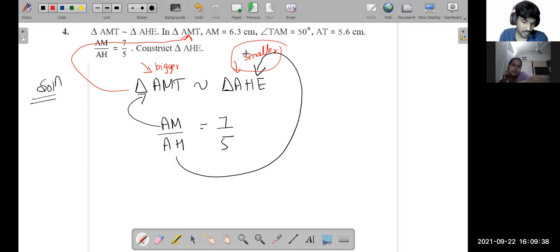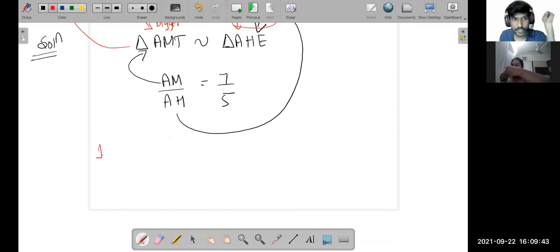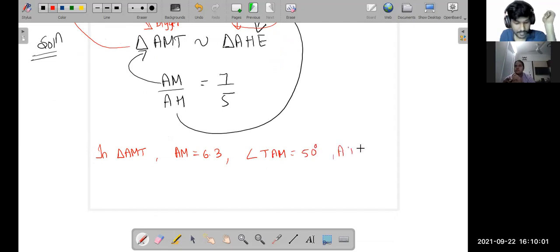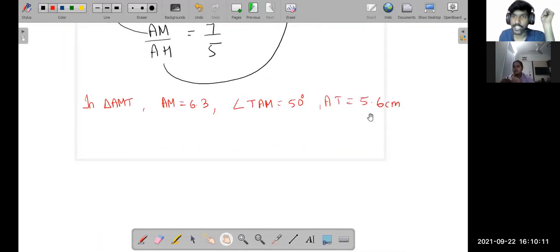Okay. So first let us write down the lengths. First, AMT is given. So in triangle AMT, AM is given as 6.3, angle TAM is given as 50 degree and AT is given as 5.6. So first we will construct this bigger triangle, and then with the help of that triangle, we'll construct the smaller one.